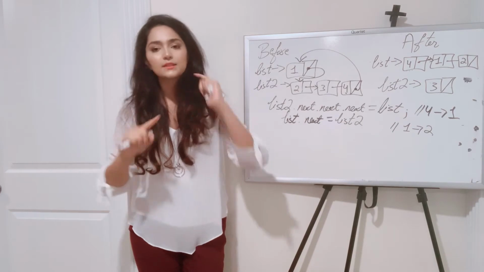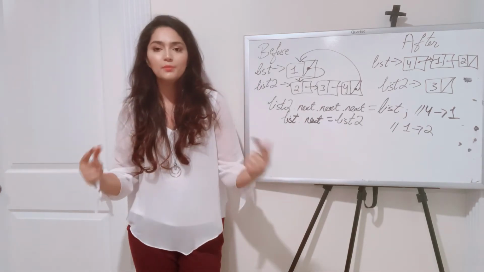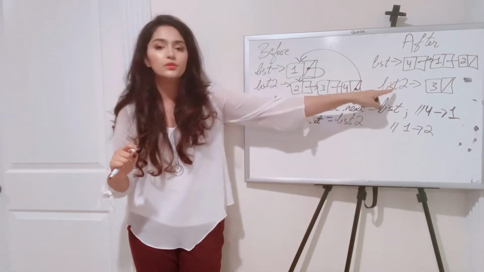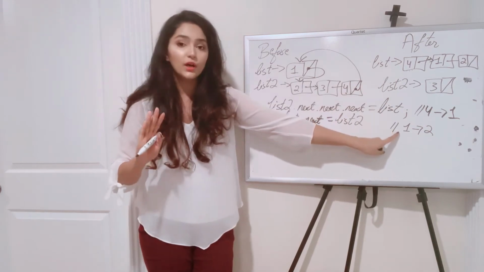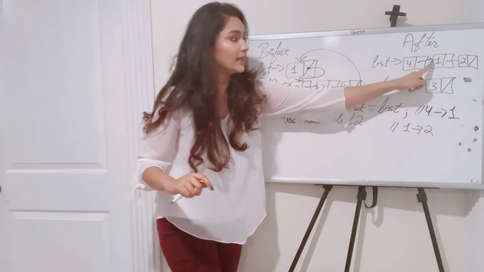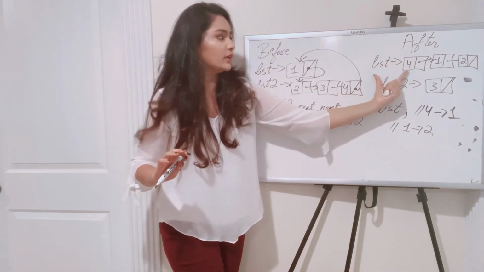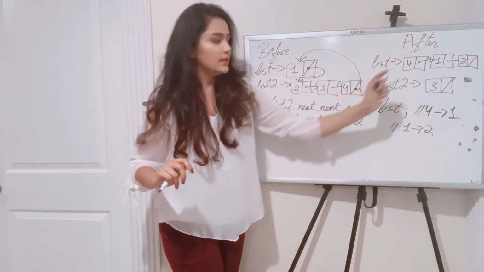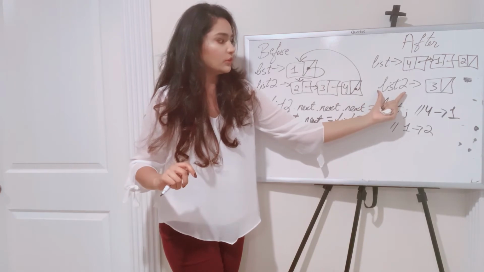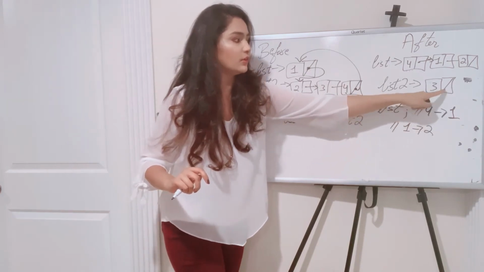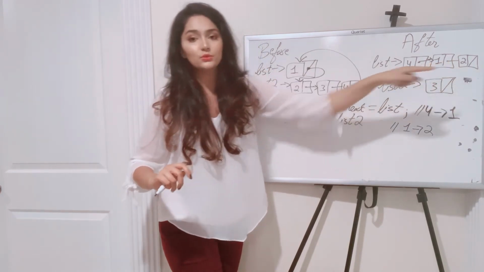Your first rule is starting with the end nodes because they are empty, and you can assign them according to the after picture. So far what we have is your 4 pointing at 1 and 1 pointing at 2. You almost have your list 1 done. Now what you have to do is make sure your list 2 points at 3, and you have to make these 2 as null as well.